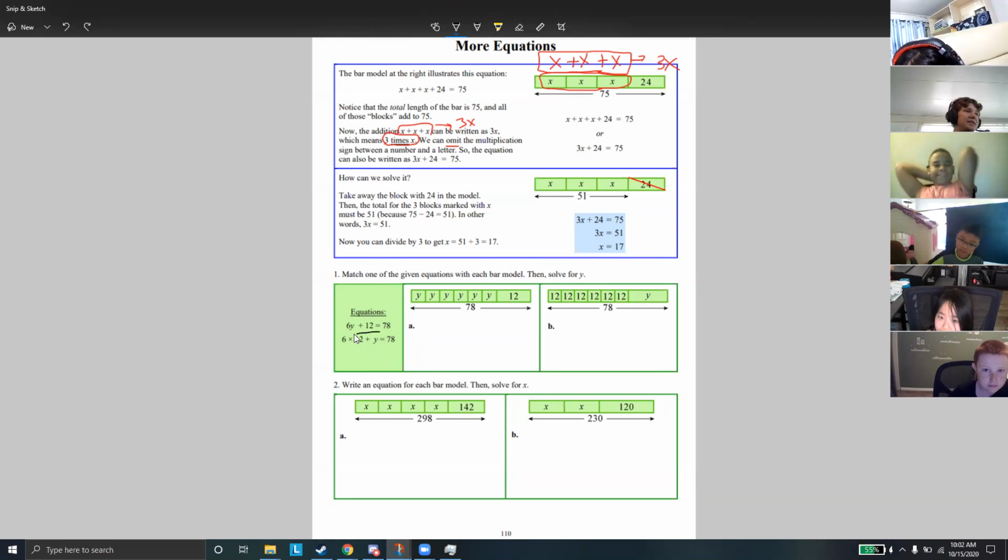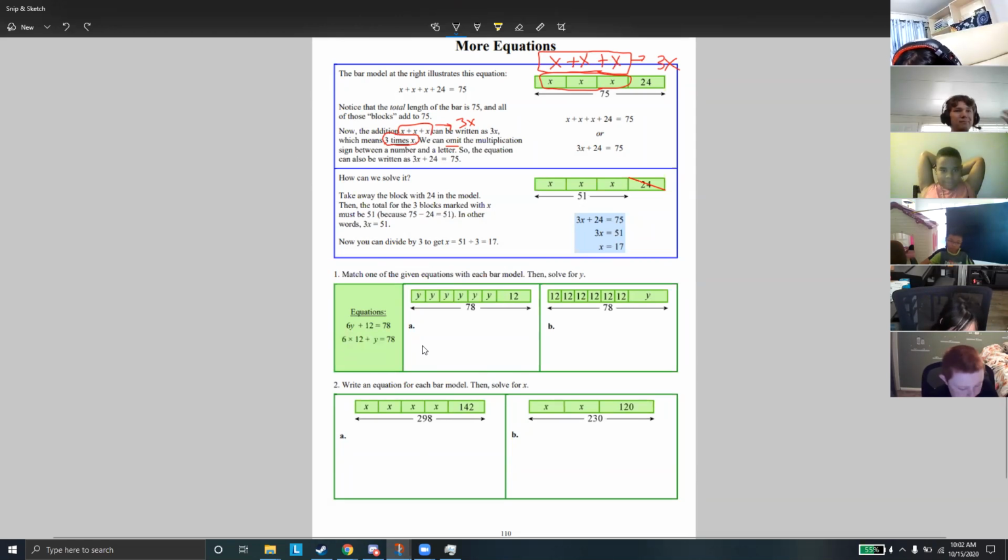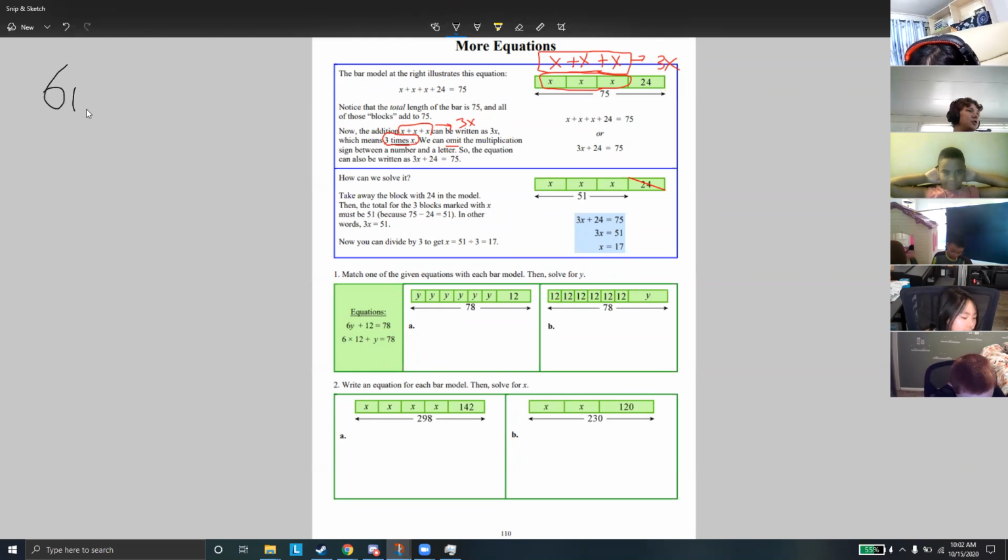So the equation is 6y, because there's 6 y's. So 6y, which is the same as 6 times y, plus 12 is equal to 78. Great. So we actually solve equations like this all the time already. So we're going to keep it up. 6y plus 12 equals 78.